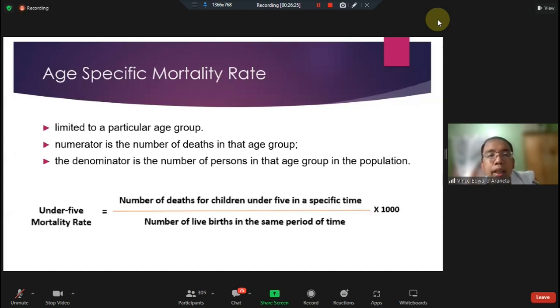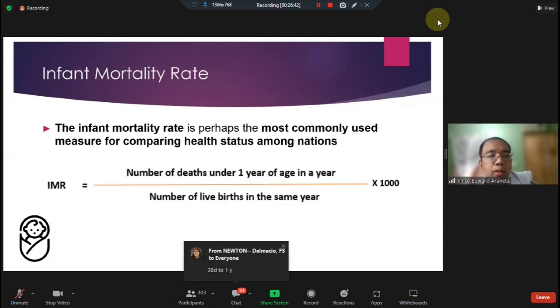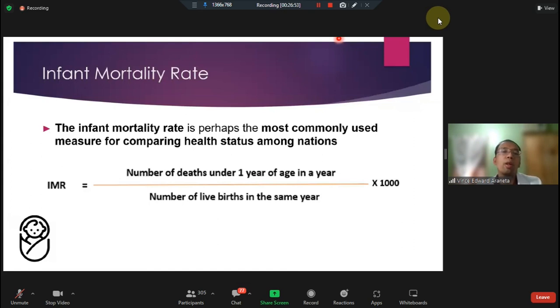So infant mortality rate. What is the age range, or what's the time coverage of infant? Up to what? Infant is defined as what? It lives to 1 year old. So infant mortality rate is perhaps the most commonly used measure for comparing health status among nations. So it might be a question also, like what is the most common measure for comparing health status among nations? So your answer could possibly be infant mortality rate.